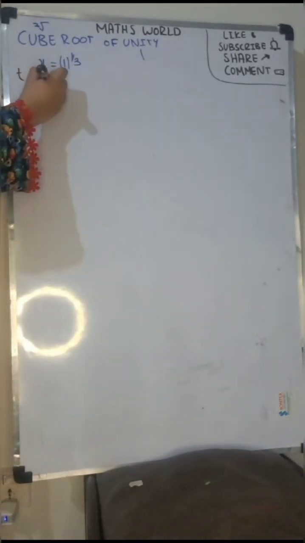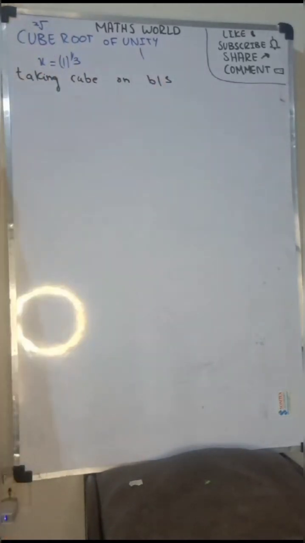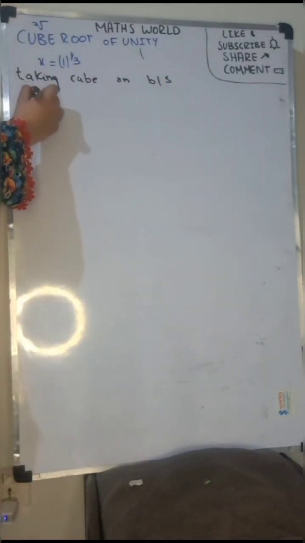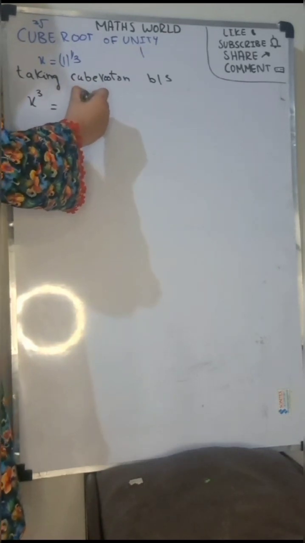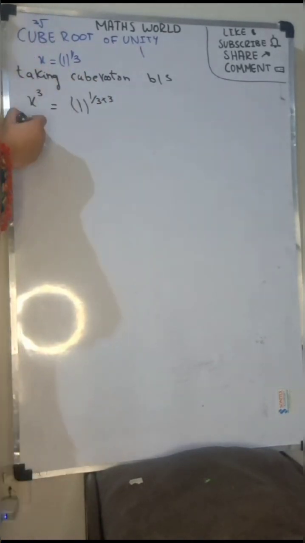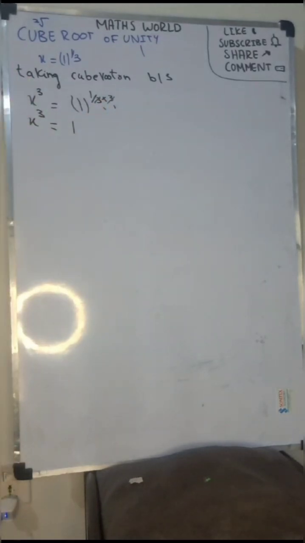So you will write, taking cube on both sides, x cube, or you can write here also cube root. Both can be correct. And 1 raised to power 1 by 3 multiplied by 3. So in x cube, the 3 and 1 by 3 cancel. So the answer is 1.